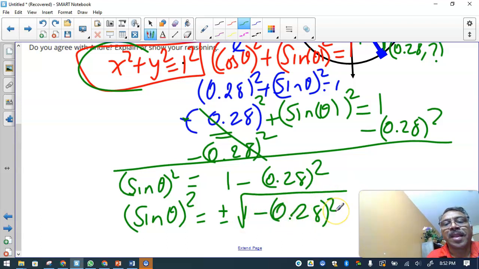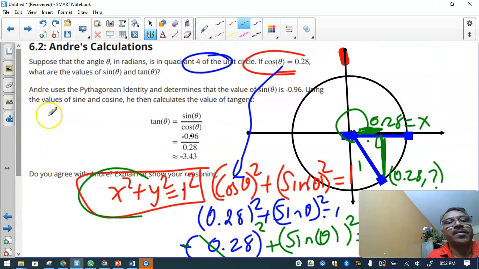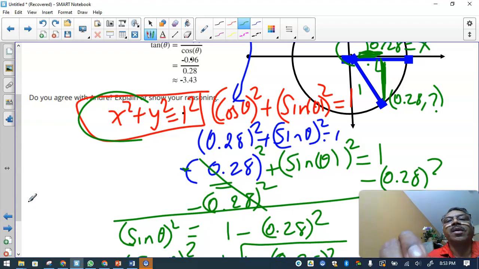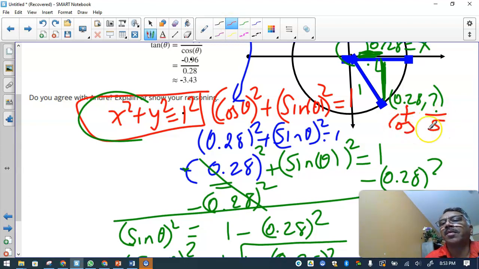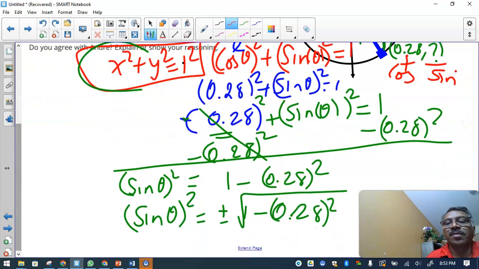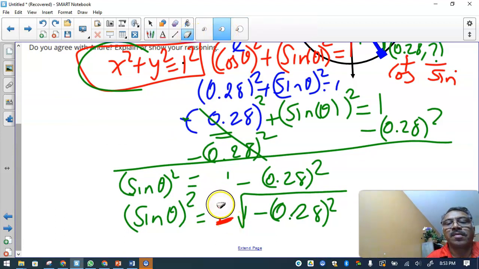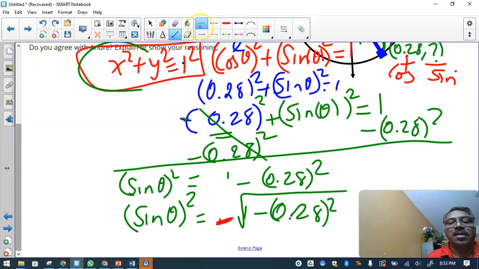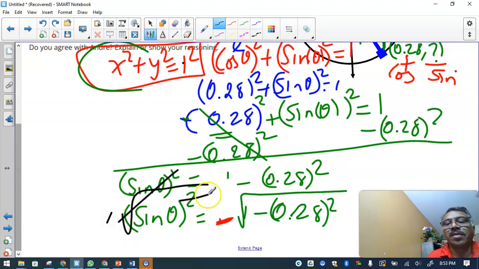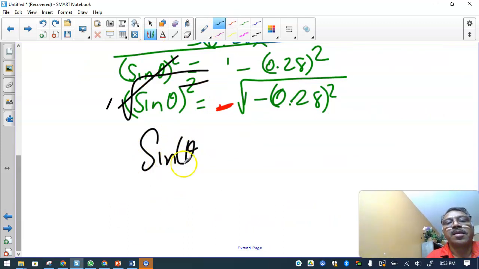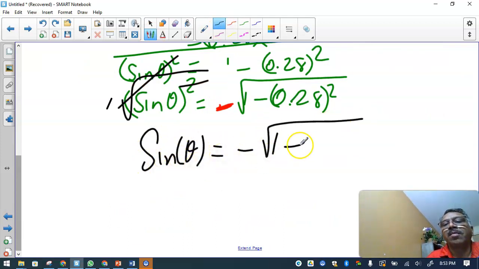But remember, this is in the fourth quadrant. In the fourth quadrant, this is plus and that is minus. That means cosine is positive and sine is negative. So your answer has to be minus and not plus. So I'll take off this one, and when you put a square root here, the square root and the 2 go away, and you're left with sine theta is minus the square root of 1 minus 0.28 squared.